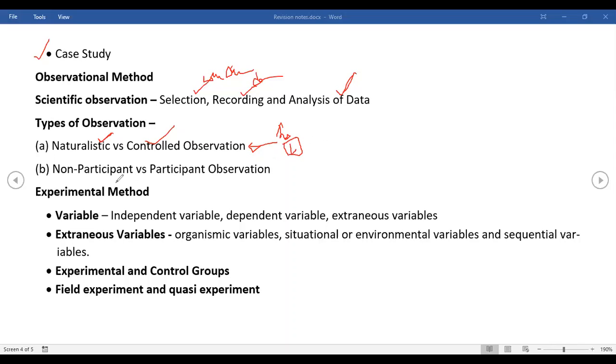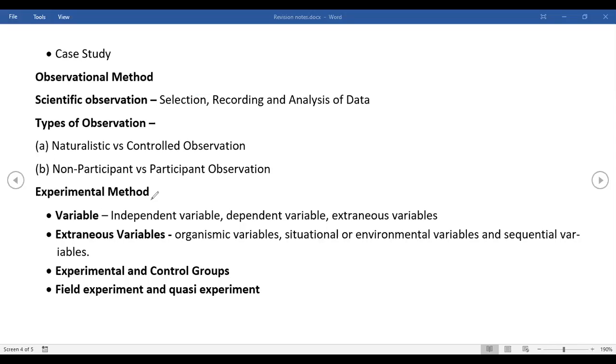Next, how will these things be done? Either in participant method or non-participant method. In the naturalistic also, you can observe in participant method or non-participant method. In the controlled observation also, you can do it in a participant way or non-participant way. So these are the types of observations. The observation method will be easy. You can just go through the textbook and understand this.